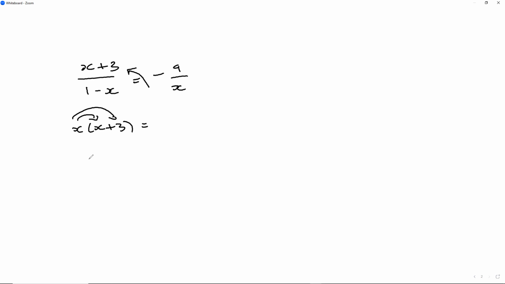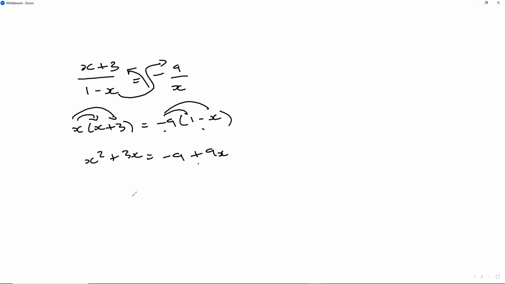The next question now, what we have is x plus 3 divided by 1 minus x equals negative 9 over x. Here I'm going to cross multiply. I'm going to multiply this way, keeping the top number in a bracket and multiplying it into the bracket twice, getting me x squared plus 3x. I'm going to move this over here and multiply it by negative 9, also keeping it in the bracket and then multiplying it in to get negative 9 plus 9x. Don't forget, negative times a negative is a positive.